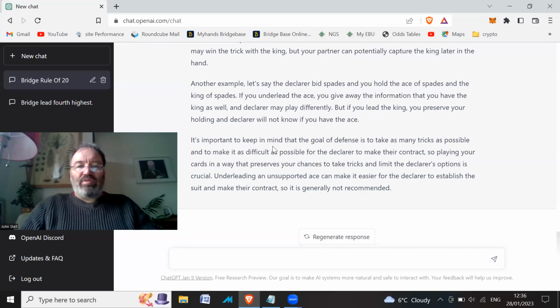I'm not sure. It's important to keep in mind that the goal of defense is to take as many tricks as possible and make it as difficult as possible for the declarer to make the contract. So playing your cards in a way that preserves your chances to take tricks and limit the declarer's options is crucial. Underleading an unsupported ace can make it easy for the declarer to establish the suit and make their contract, so it's generally not recommended.